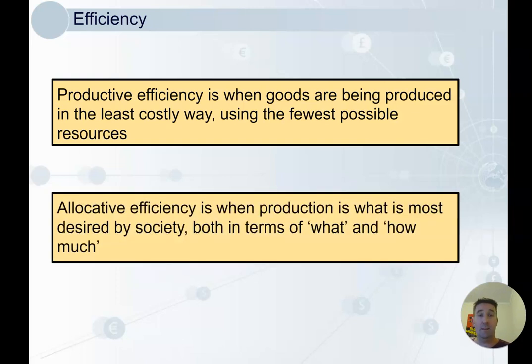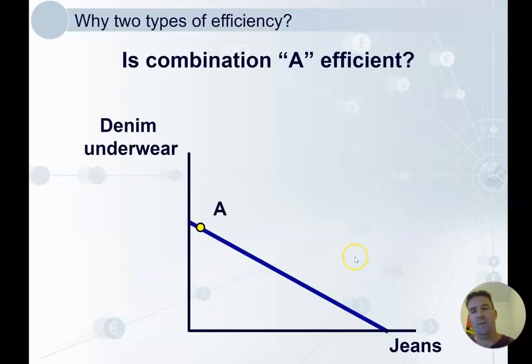What's different here in economics is allocative efficiency. You probably haven't heard that term before. Most haven't. Allocative efficiency is when production is what is most desired by society, both in terms of what is made and how much of it is made. We will have a look at a silly example in a sec, but we'll go through all this in the video we'll be going through in class in a bit of depth.